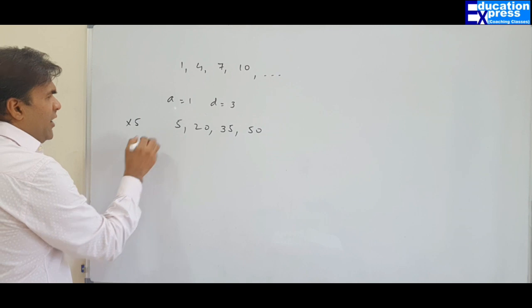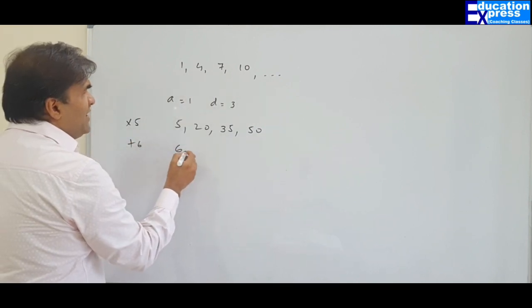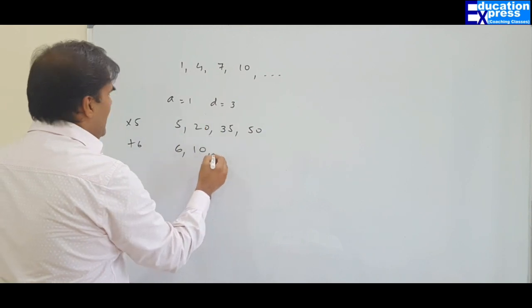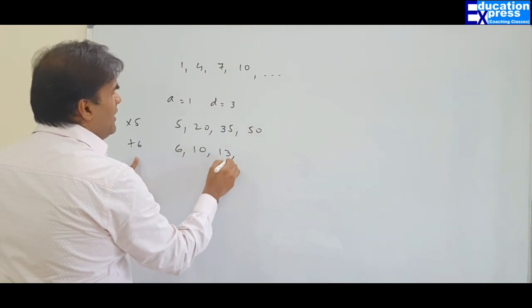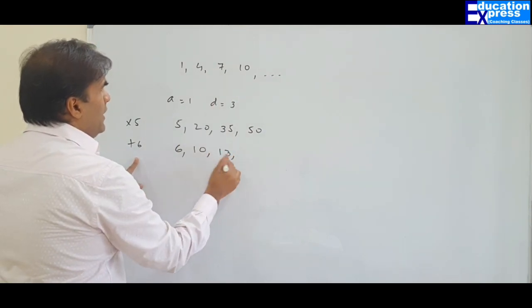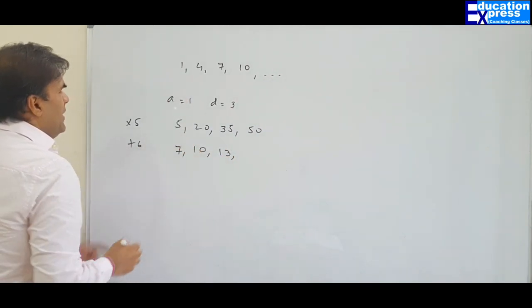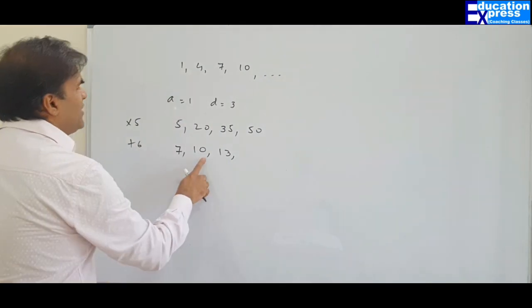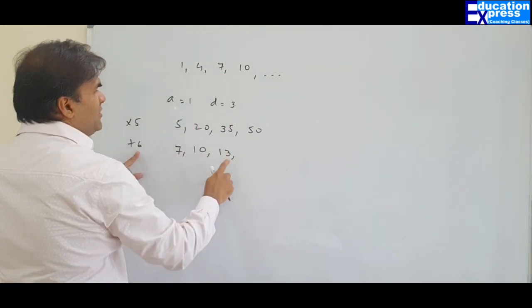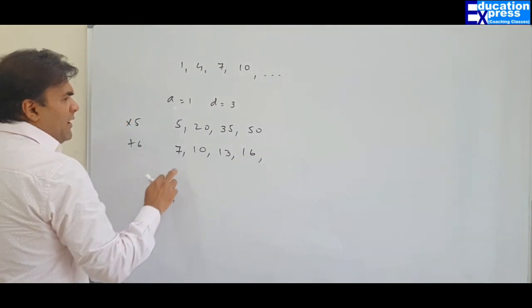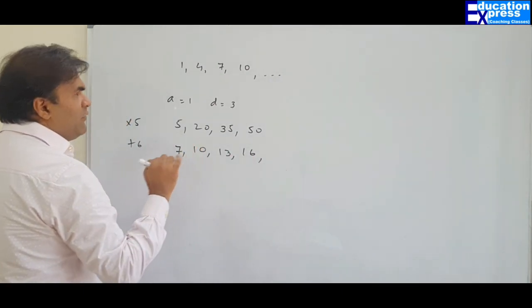If I add 6 to each term, it becomes 7. If I add 6 to it, it becomes 10. If I add 6 to it, it becomes 13. If I add 6 to it, it becomes 16. Check if they are in AP. Yeah sir, they are in AP with the difference of 3.